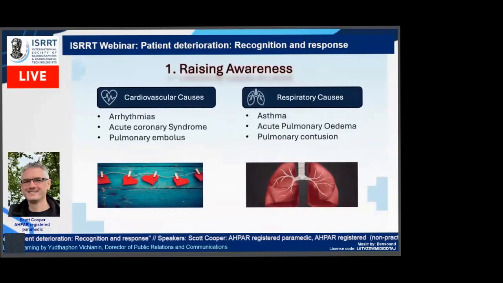When we look at cardiovascular causes, we can talk about arrhythmias, acute coronary syndrome, pulmonary embolus, and respiratory causes: asthma, APO or acute pulmonary edema, and pulmonary contusions. We're not talking about training MRPs to do bloods, to look for troponin leaks or doing ECG recognition and diagnosis. What we are talking about is what these conditions look like in a patient and the red flags associated with patient deterioration that they can detect easily and rapidly.